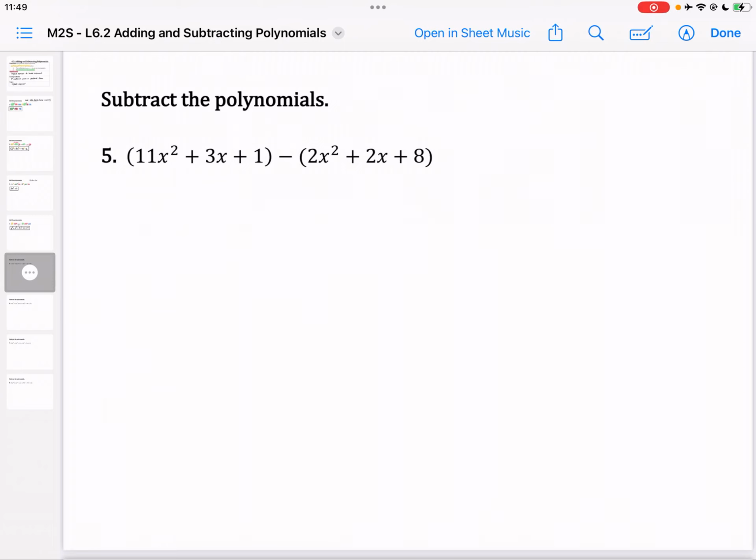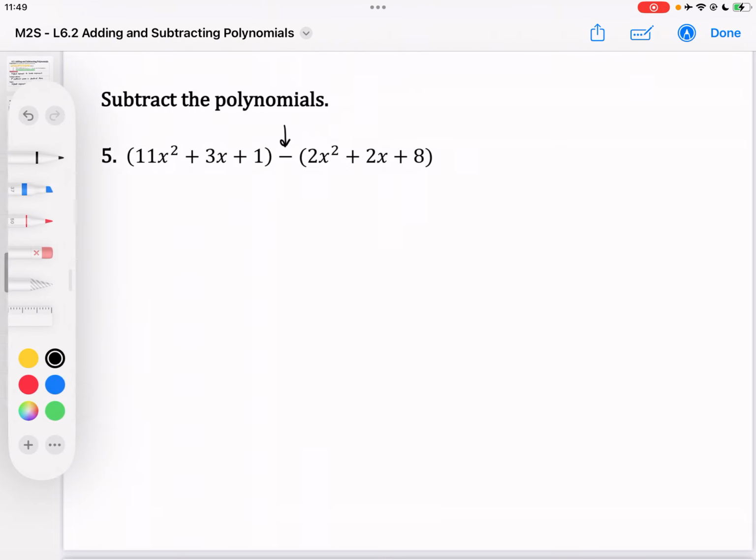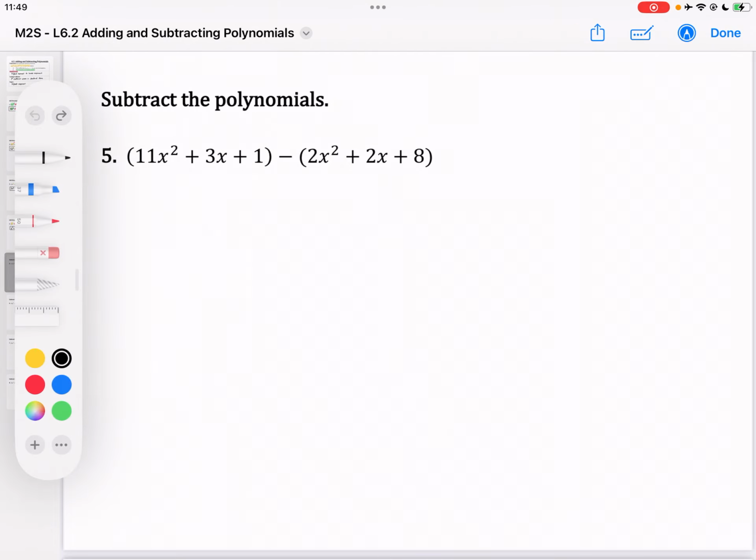Now the second half of this discussion should feel really similar to the first half. This time, however, we are subtracting polynomials. So instead of adding them together, we're going to subtract. Now subtraction is where most students make the most mistakes.